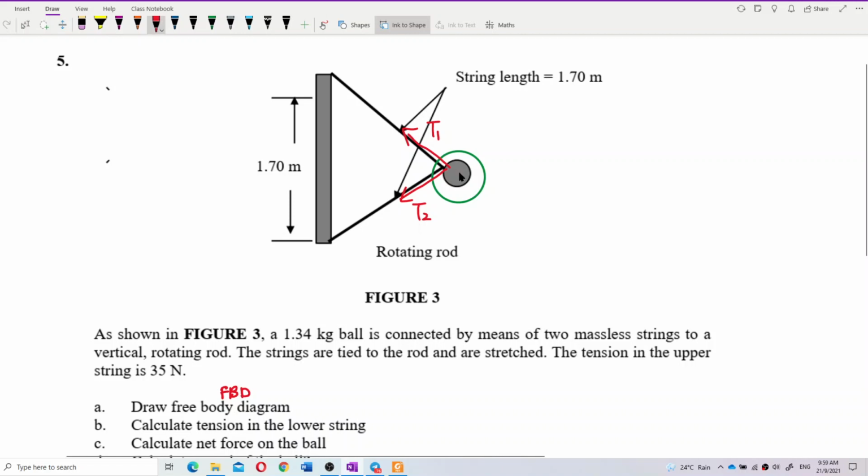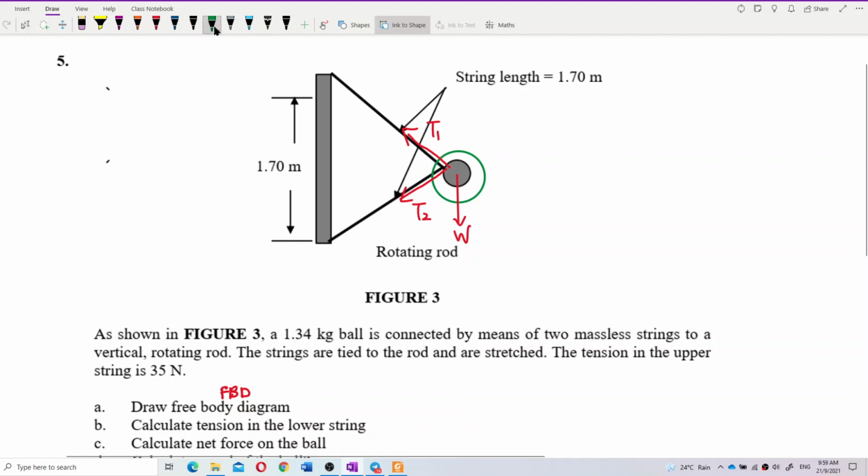And then the ball also has mass. We put that as W. Does it have any normal force? No, because it's not in contact with any surface. So I think that's it. There is no friction also.